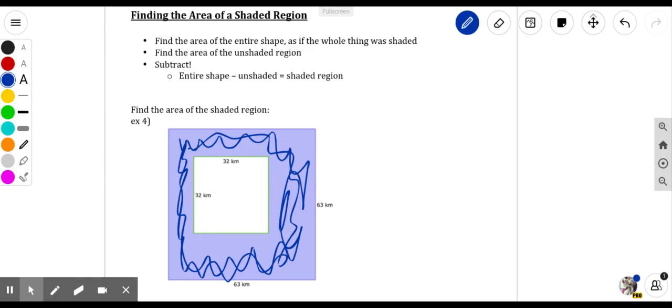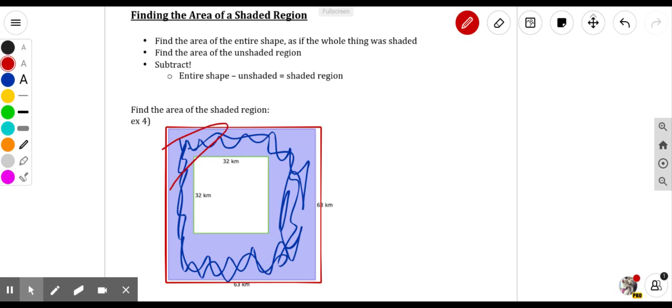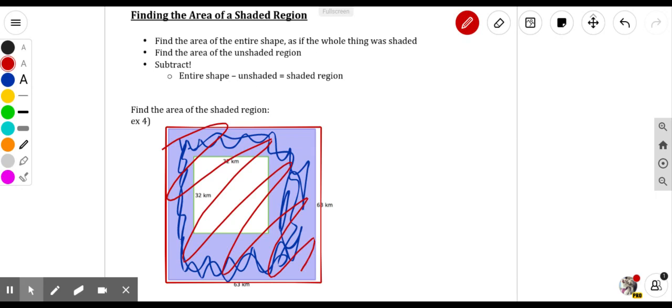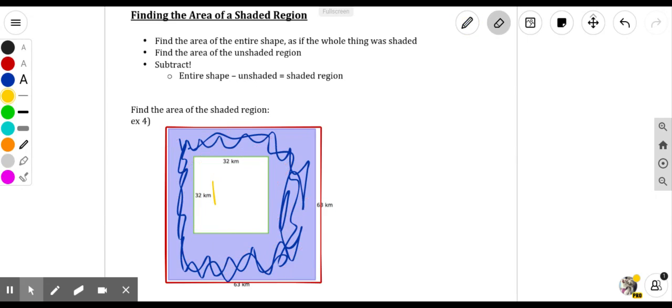However, this is created by taking the big square, which we know we can find the area of, right? That's the first thing you want to do. And then you would take the little square, the unshaded part, find the area of that. And if you subtract them, you're left with the blue part. So then you're left with the blue part when you subtract them. And that's what you want.